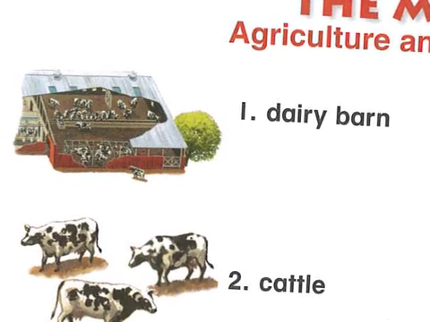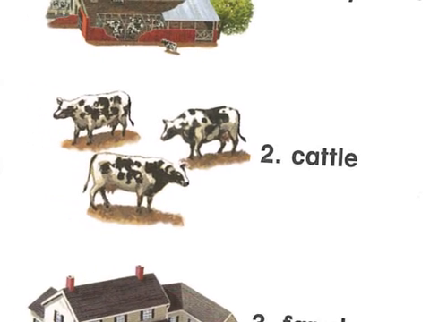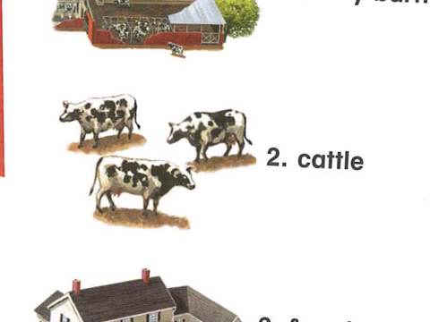So here's some vocabulary words. Dairy barn. A dairy barn is where cows are kept. You see there's a place for them to get water and food. And here they're kept to be milked. Dairy barn. A group of cows that are used for food are called cattle. Cattle.